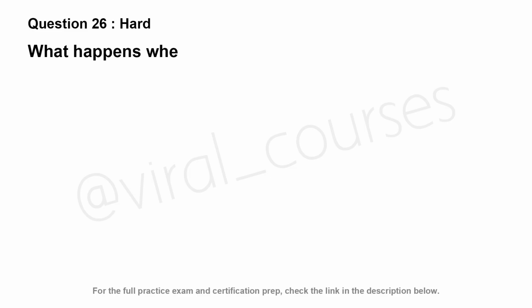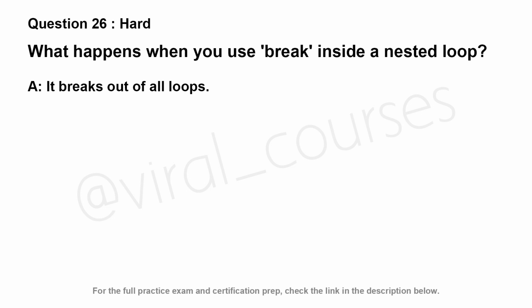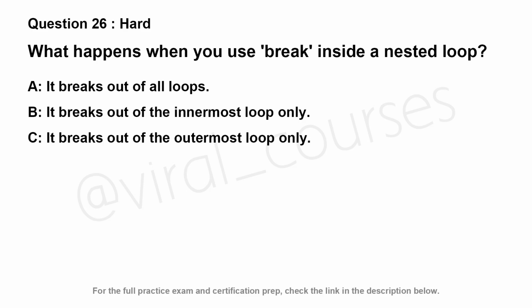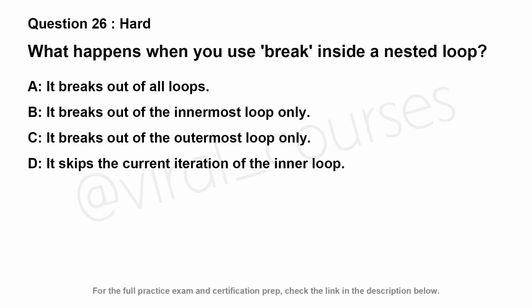What happens when you use break inside a nested loop? Option A, it breaks out of all loops. Option B, it breaks out of the innermost loop only. Option C, it breaks out of the outermost loop only. Option D, it skips the current iteration of the inner loop.